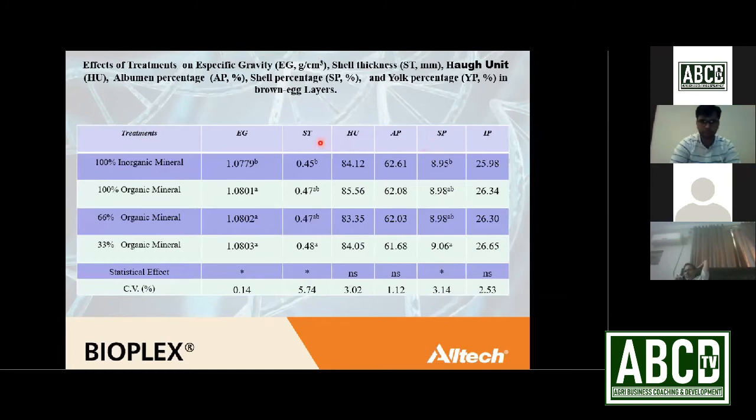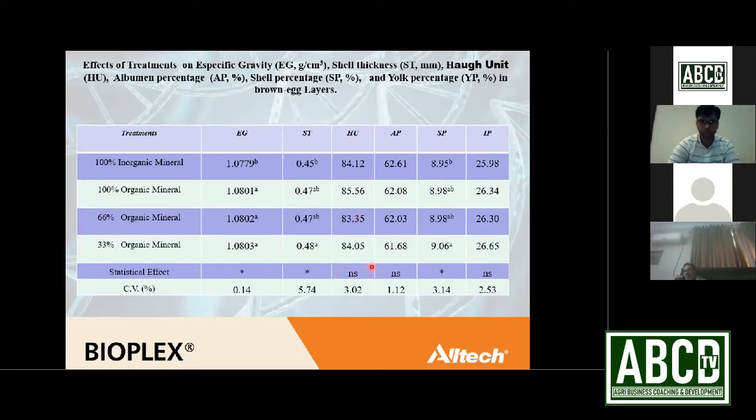The same group examined the specific gravity, the shell thickness, the Haugh units, the albumen height, shell percentage, and also the yolk. And you can see here that some of them were statistically different, some of them are not. And by using, again, organic minerals at 33% of the requirement, you would improve the egg specific gravity, the shell thickness.